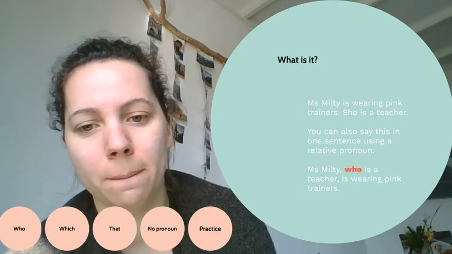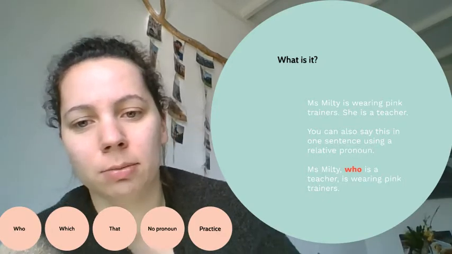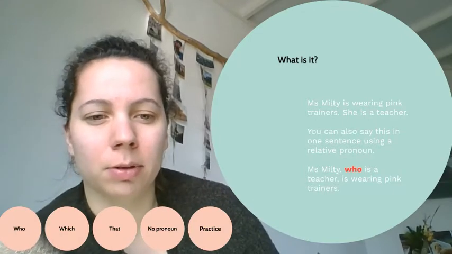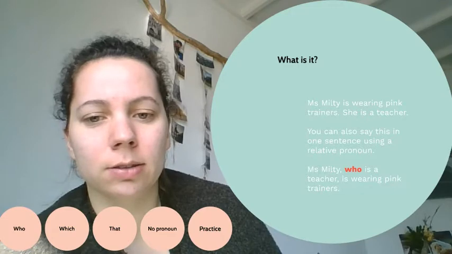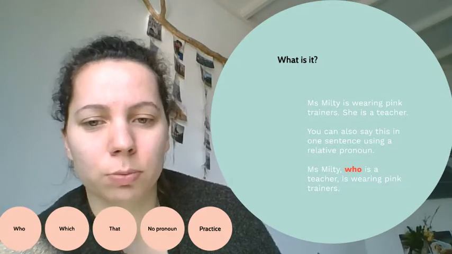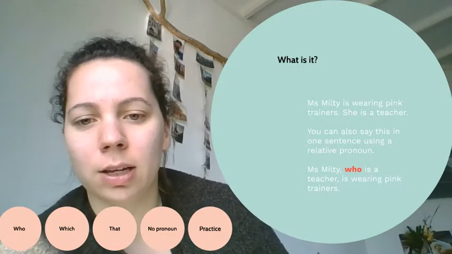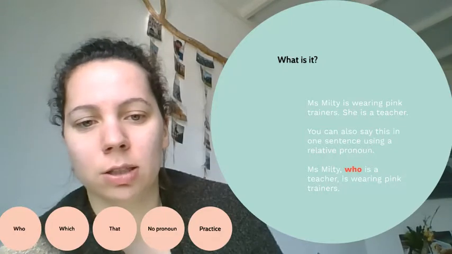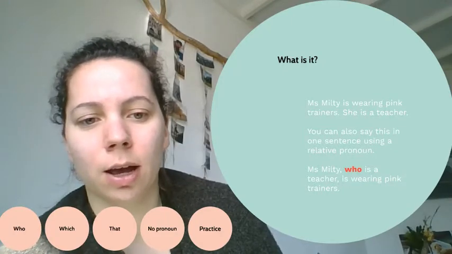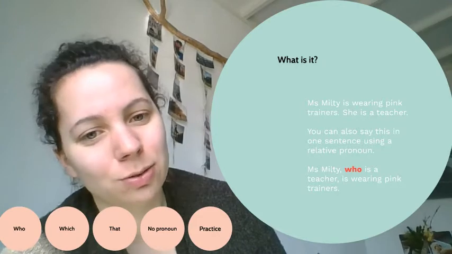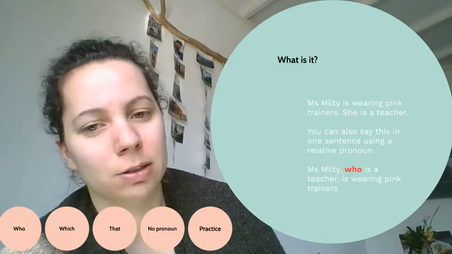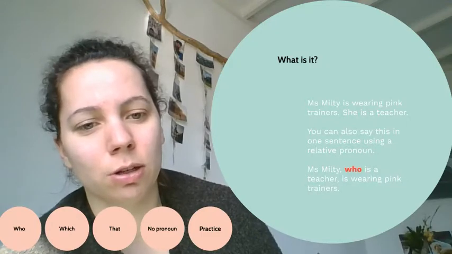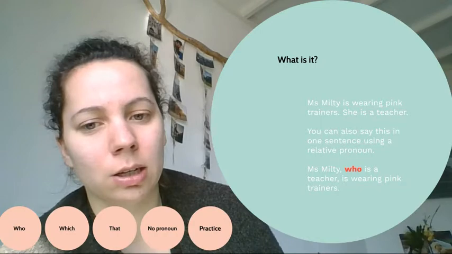a relative pronoun. In Dutch we call dat een betrekkelijke bijzin met een betrekkelijk voornaamwoord. And the relative clause, betrekkelijke bijzin, always gives us extra information about something in the sentence. In this case, "who is a teacher" gives us extra information about Miss Milty. Well, that's basically the groundwork. Let's go to the different relative pronouns so that you can see what's going on there.